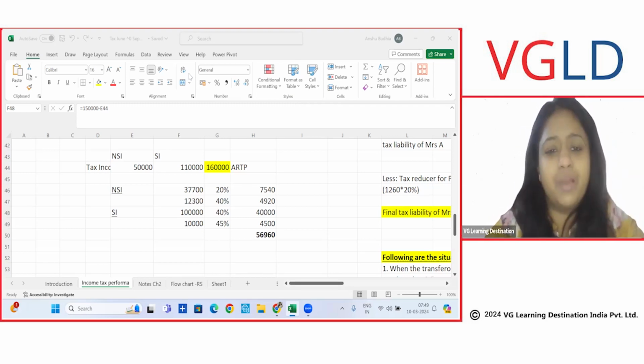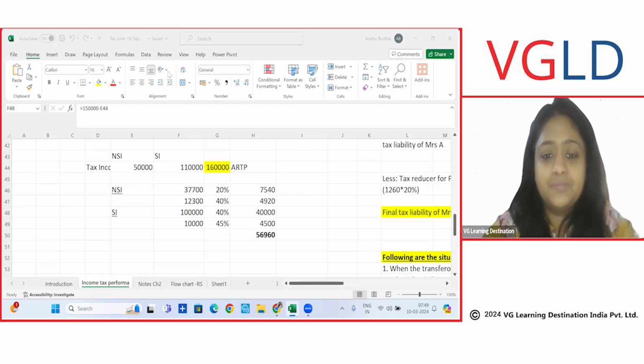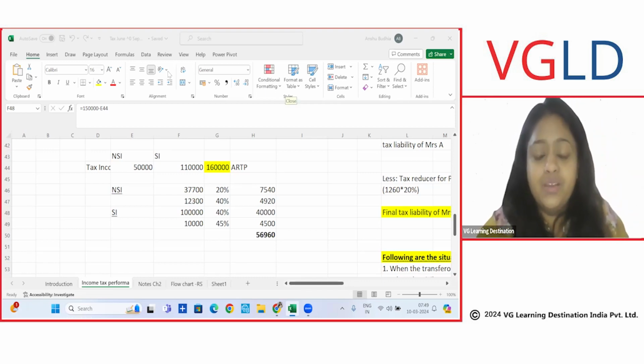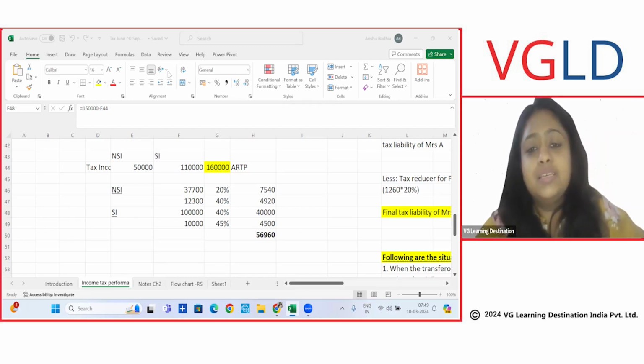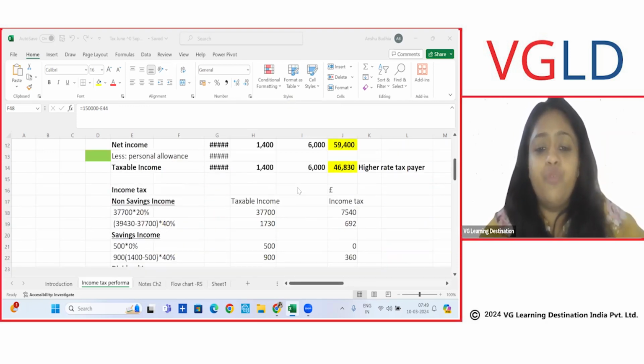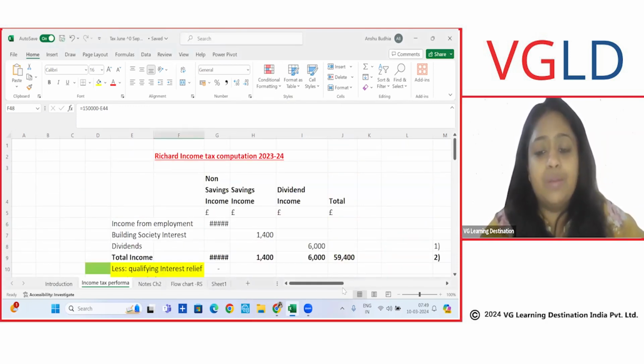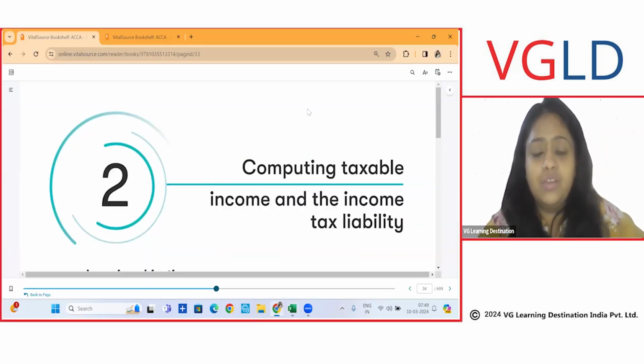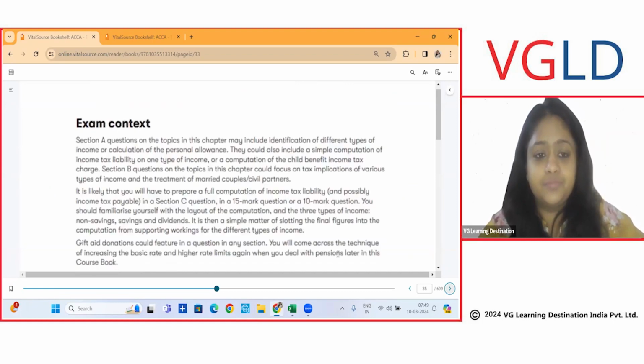Okay, that's a very minor mistake. Okay, no issues. I think you gave the starting, you gave 500 nil rate band, right, Ashna? Okay, but I hope now you're clear that additional rate category taxpayers will not enjoy any savings nil rate band. Should we do some more questions before I go to dividend income? Let's take one more question and then we take dividend income. That will give you more practice.